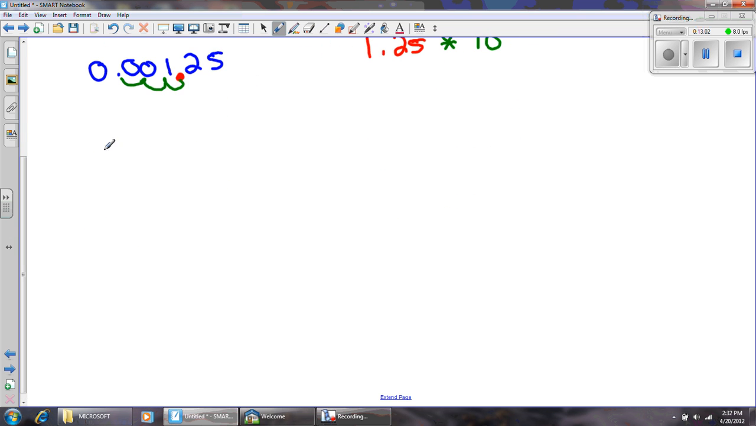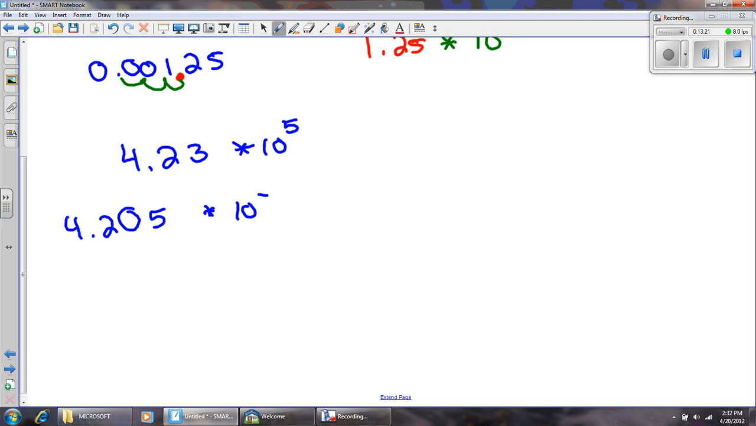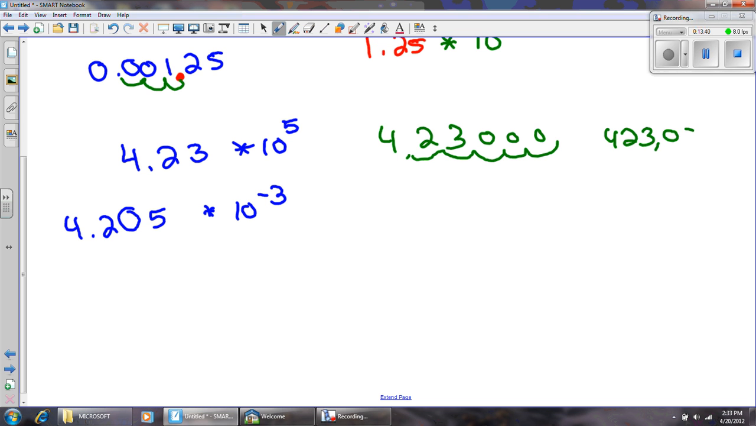All right, let's look at this one here. Let's go with 4.423 times 10 to the 5th power and 4.205 times 10 to the negative third. Okay, so I'm going to take this 4.423, the decimal point was here, and I'm going to multiply it by 10 to the 5th. Well, 1, 2, 3, 4, 5, and I fill in my zeros. My new number is 423,000.